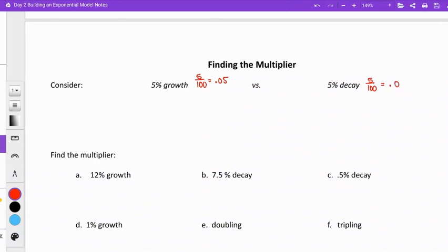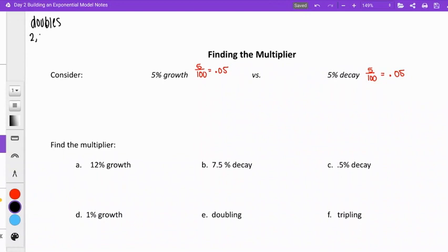Well, let's think about an idea here, right? If something is doubling, and I'm going to draw some notes up at the top. If something doubles, we go from 2 to 4, 4 to 8, 8 to 16, and etc. And we say that the multiplier is 2. 2 times 2 is 4. 4 times 2 is 8. 8 times 2 is 16. Okay, but why is that?